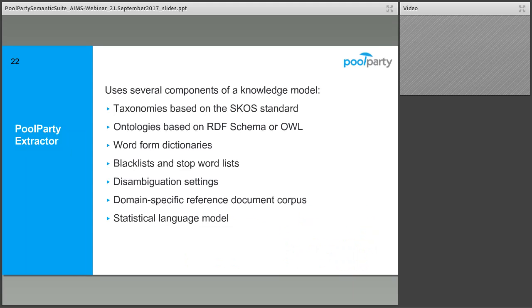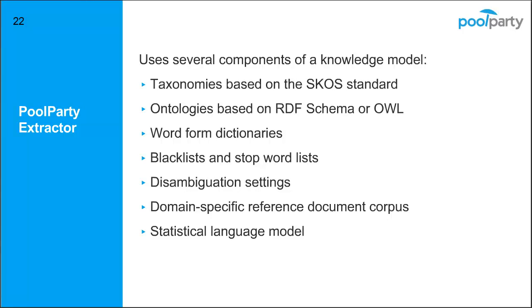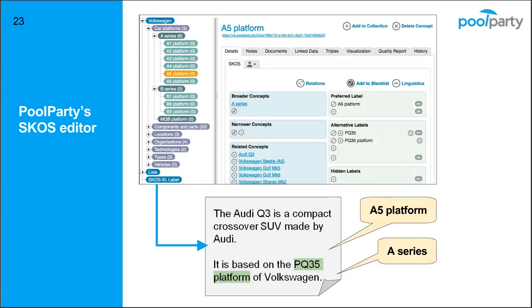And I mentioned before the knowledge model and the knowledge graph. These are also part of the basic concepts when we talk about text mining in Semantic Web. The component, as Martin also mentioned, in PoolParty Semantic Suite that helps us with text mining is the PoolParty Extractor. This key component has several components that help you with exactly these tasks and struggles. To start with: taxonomy based on the SKOS standard, ontologies based on RDF Schema or OWL, word form dictionaries, blacklist and stop words, disambiguation, domain-specific reference documents, and statistical language models. This is all part of the PoolParty Extractor, and I will explain briefly some of them.